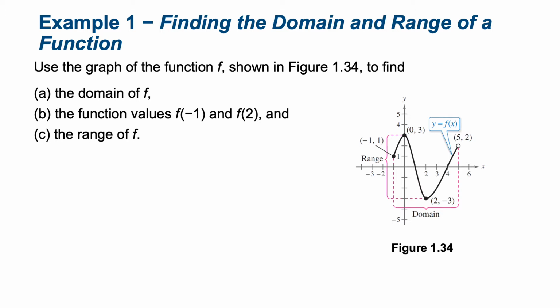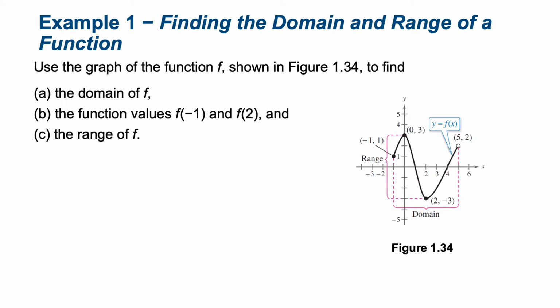How about 2? At x equals 2, f is -3. So f(2) equals -3. So remember from before where we said the function evaluated at that point is equal to y at that point.